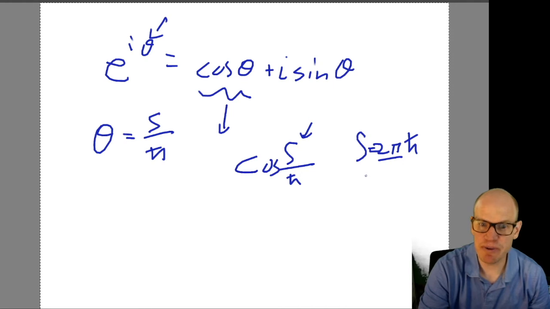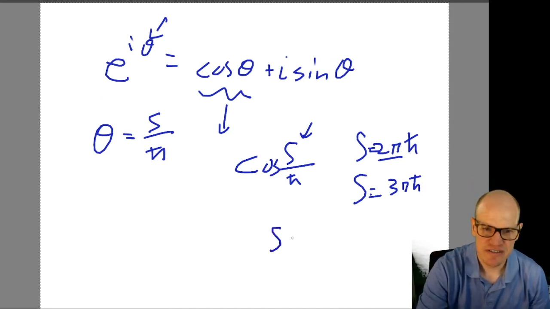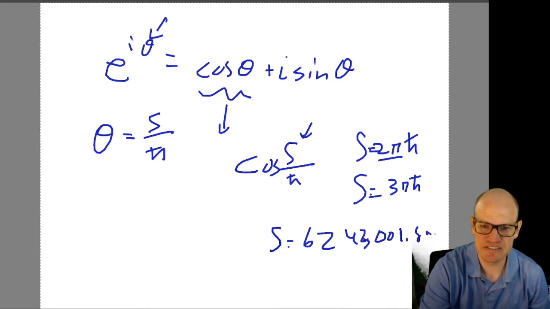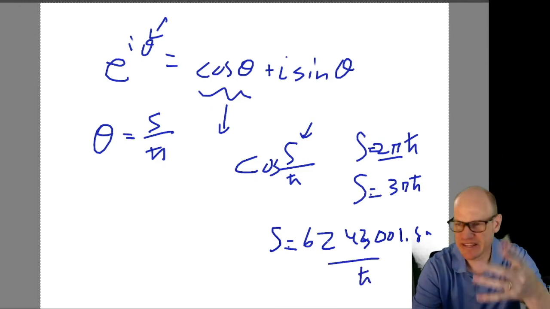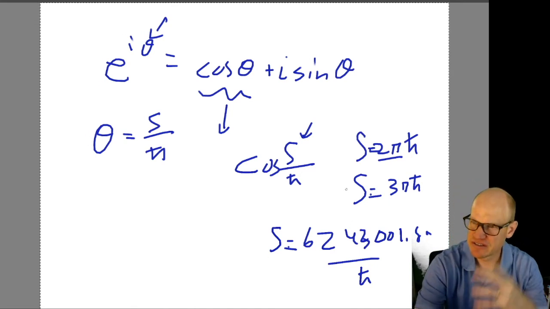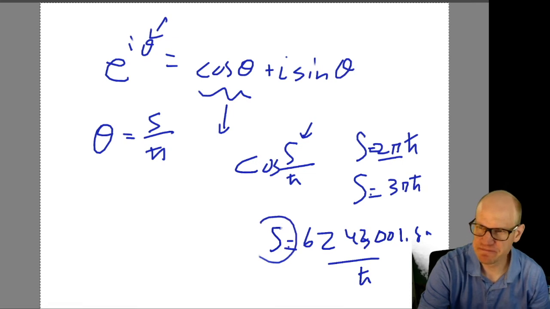If the action is 3 pi times h bar, then I've gone 1.5 times around. If the action is 6,243,001.856, something, then I divide that by h bar, and that over 2 pi tells me how many times I've wrapped around this phase. Okay, so this phase is going to advance along with the action.